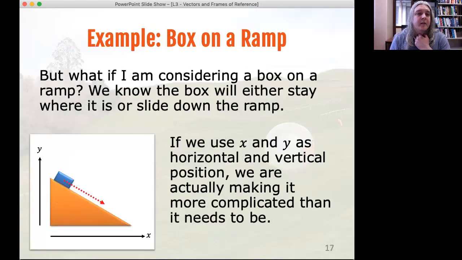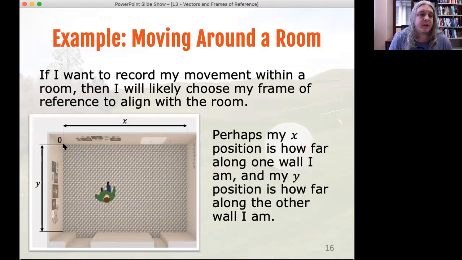If I go back again, I'll go back all the way to my room example. The origin, you can see I've already marked that on. I've said the origin is this top left corner. So I move across in the X direction and I move down in the Y direction.